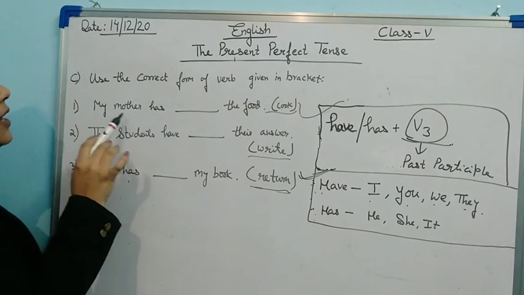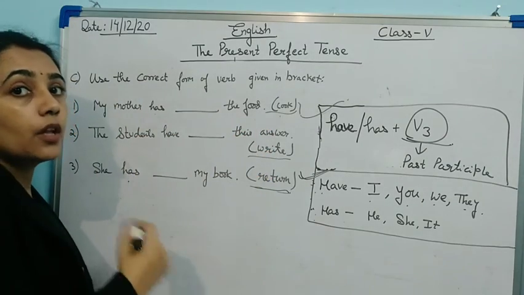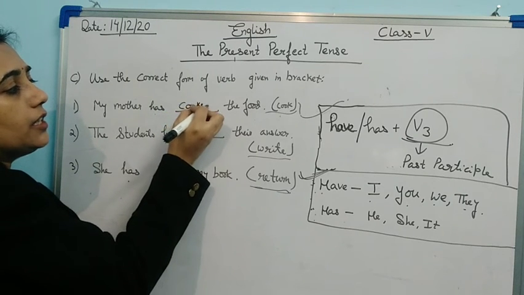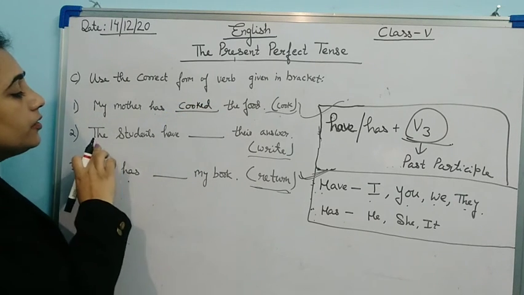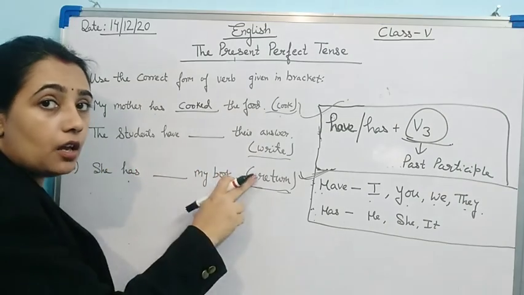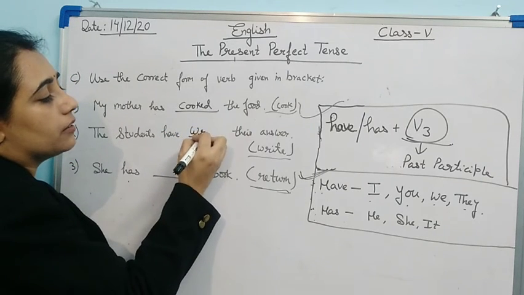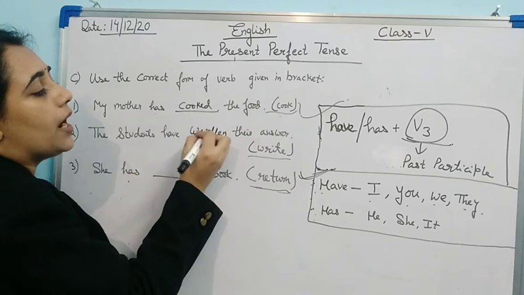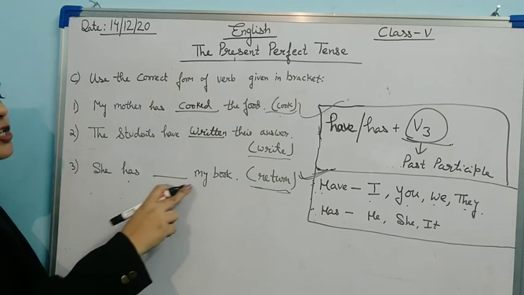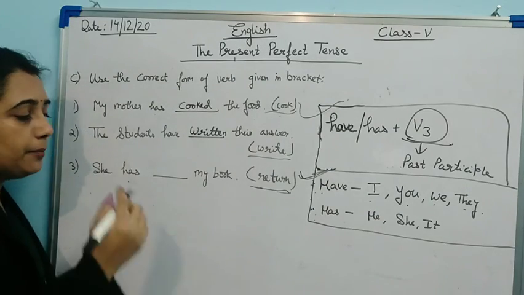My mother has dash the food. Cook. What is the third form? Cooked. C-O-O-K-E-D. Cooked. Okay. The students have dash their answer. Write, wrote, written. The students have written their answer. W-R-I-T-T-E-N. Okay. She has dash my book. Return. She has returned my book.